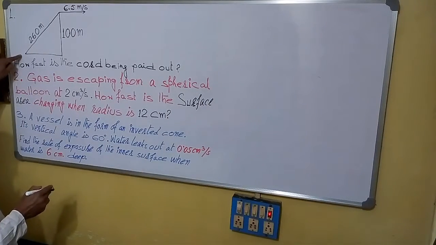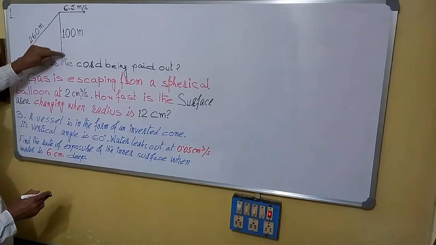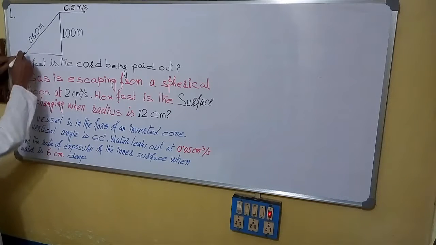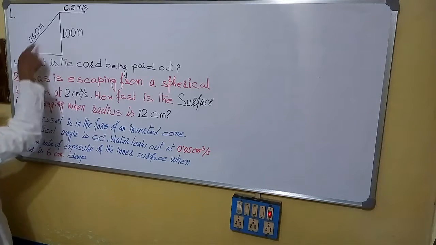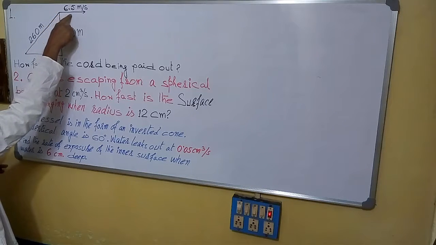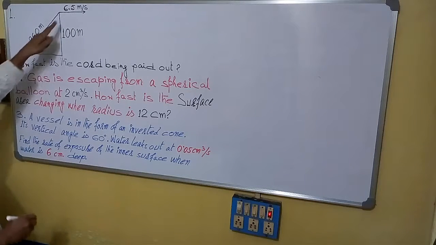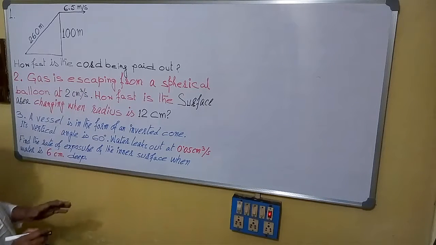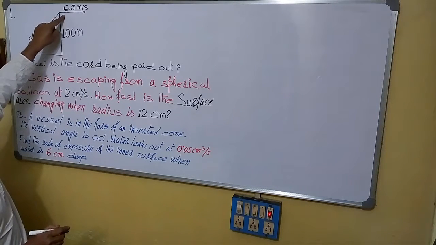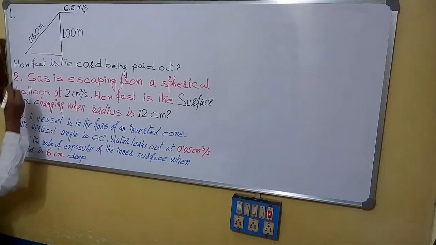It is given that a man is flying a kite. The kite is at a height of 100 meter. The cord is 260 meter. In this situation, his cord is being paid out and the kite is moving in a horizontal direction with a speed of 6.5 meter per second. How fast is the cord being paid out? The kite is moving in horizontal direction with a speed of 6.5 meter per second.